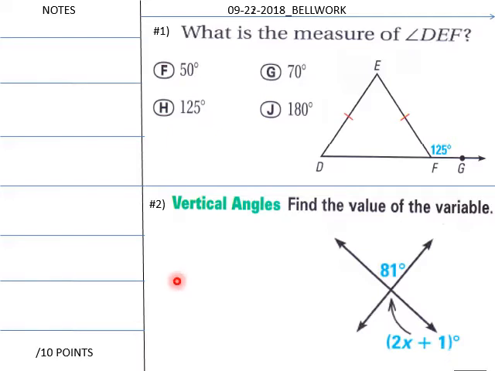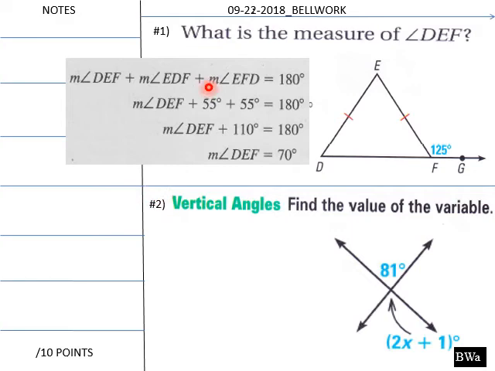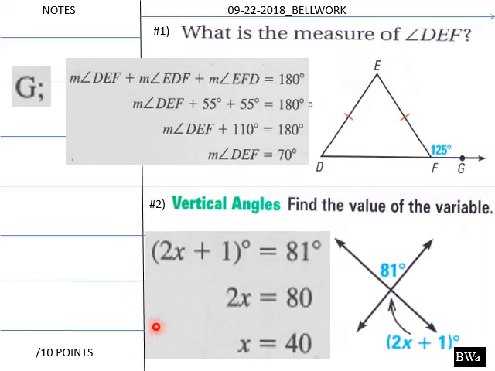Okay, welcome back for our solutions of our bell work. There is number 1. All these angles added together will equal 180. We know 2 of the angles, so the third angle here, measure DEF, would be 70 degrees. 70 degrees here, so DEF would be a 70. Then find the value of the variable here. 2x plus 1 has to equal 81, correct? So x equals 40 here.